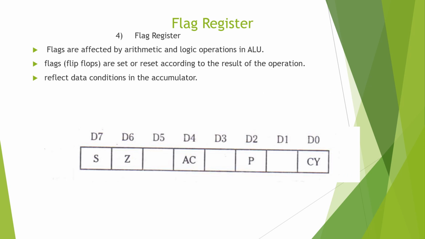The next one in the ALU is the flag register. The flags are affected by arithmetic and logic operations in the ALU. The flags, which are also called flip-flops, are set or reset according to the result of the operation, and they also reflect the data conditions in the accumulator. The different flags are sign flag, zero flag, auxiliary carry, parity and carry flag.